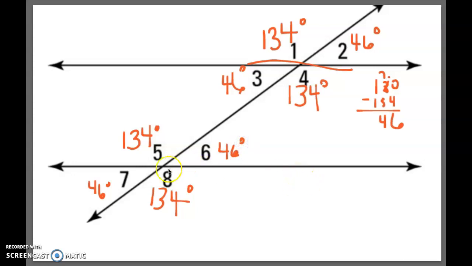Now remember, with corresponding angles and such like that, these 2 lines have to be parallel. That means they can't touch ever. And then this one transversal line is cut through that.